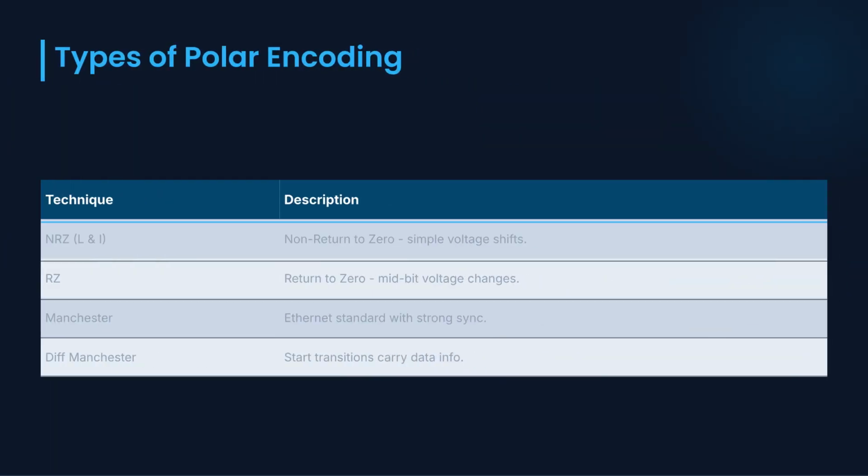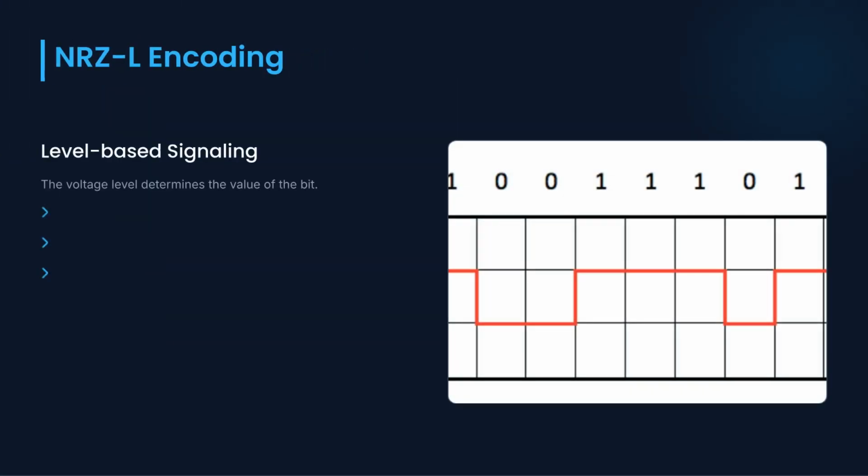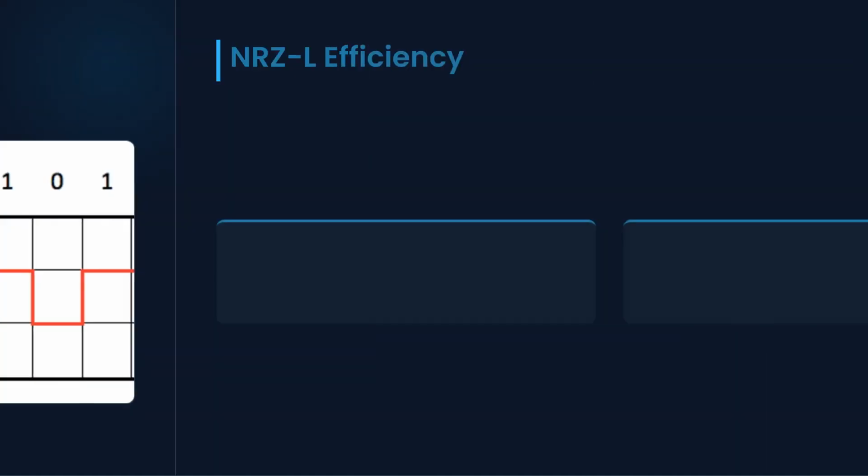Polar encoding includes several techniques: non-return to zero, or NRZ, which uses simple voltage shifts; return to zero, or RZ, with mid-bit voltage changes; Manchester, known for strong synchronization; and differential Manchester. NRZ-L is a level-based signaling where the voltage level determines the bit value, with high voltage often representing binary 0 and low representing binary 1. There is no return to zero mid-bit.